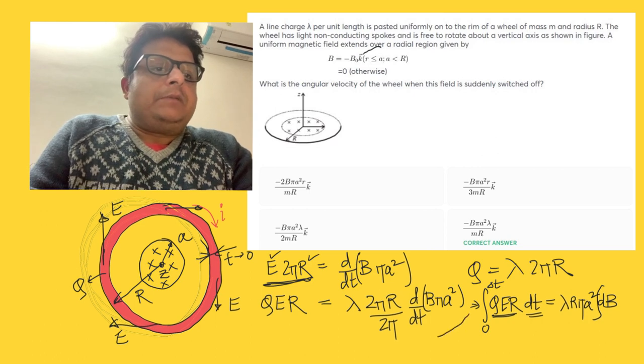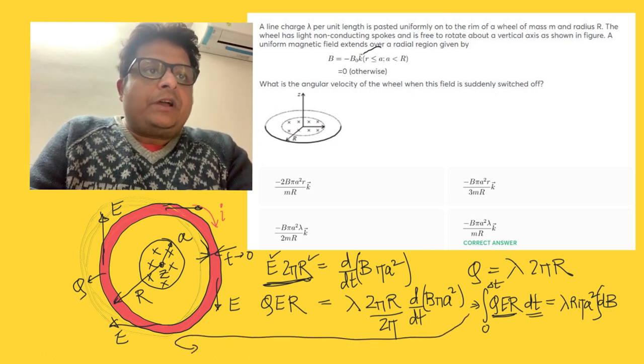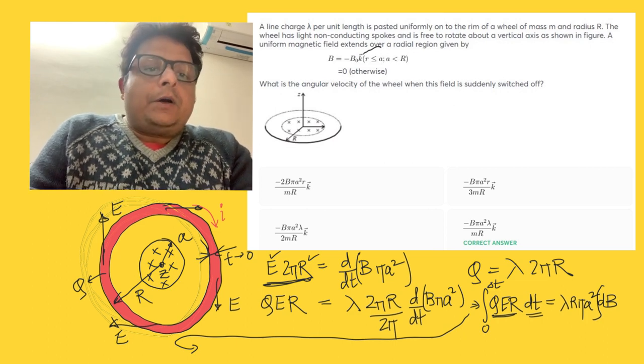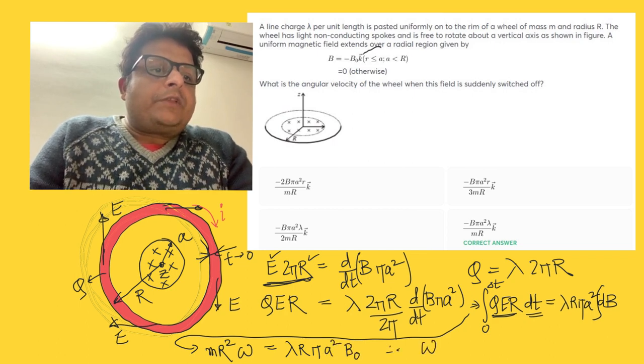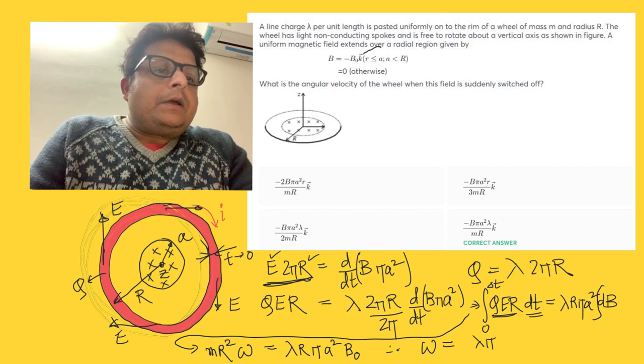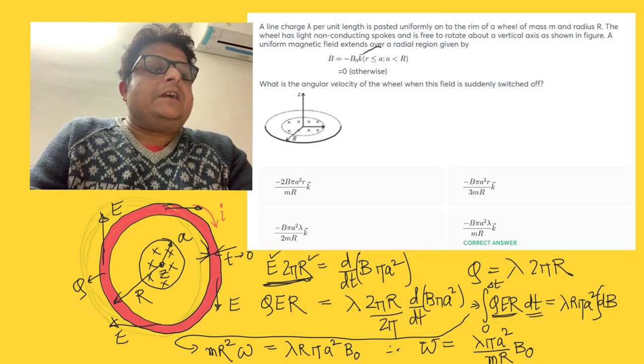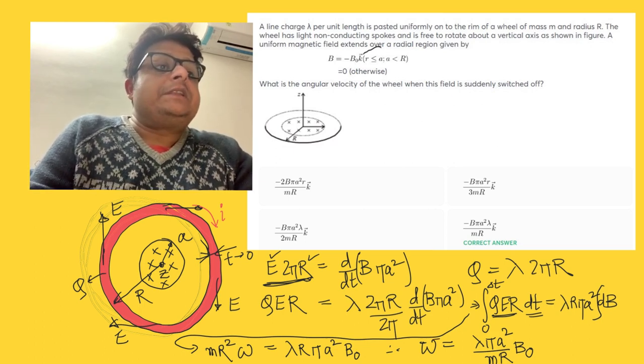Now this angular impulse will be I omega. What is I? I is m r square for the ring, into omega. This is the sudden angular speed which is gained. So I omega is equal to lambda r into pi a square times B naught. Therefore omega, the r square cancelling, is lambda pi a square by m r into B naught. So this angular speed omega is lambda pi a square B naught by m r. First I will check the magnitude.